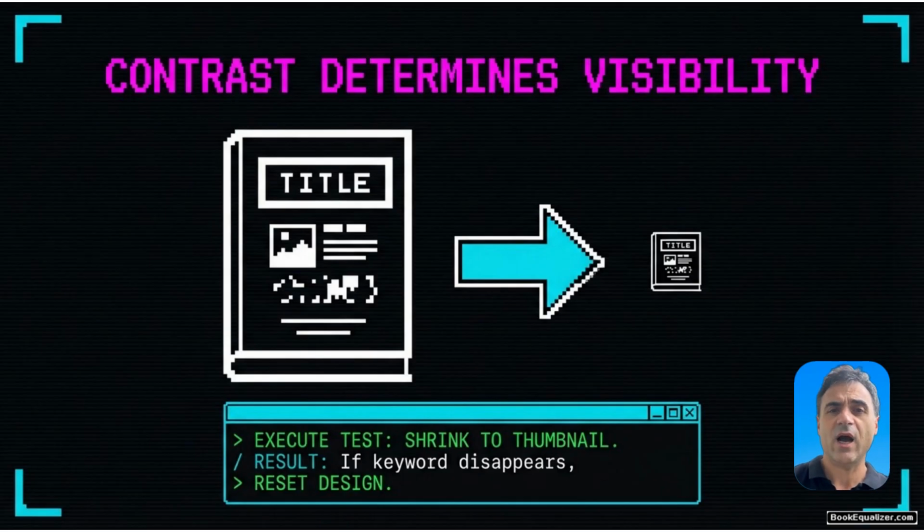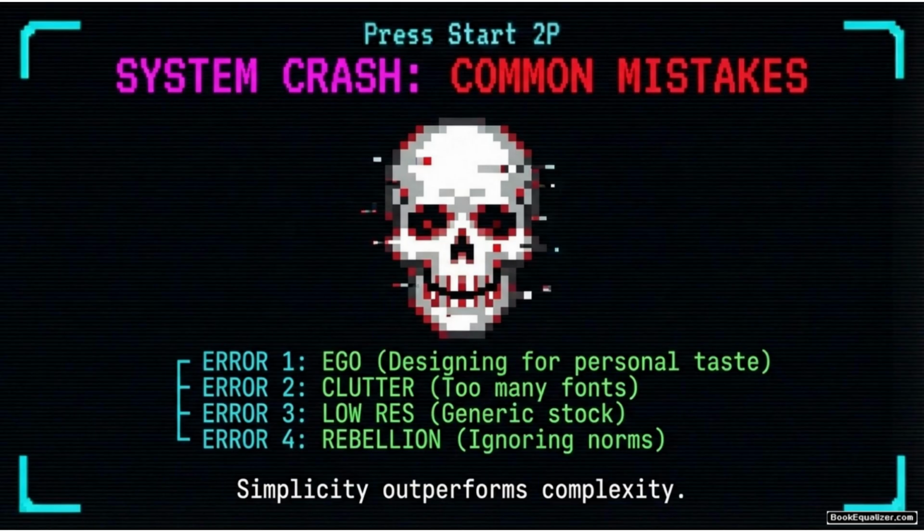This means high contrast between text and background, large bold fonts, simplified visuals that don't muddy the message. Readability at thumbnail size is not optional, it's the entire game. Design big but test small, always. Here's a pro tip: when you pull those top 5 covers using the Book Equalizer extension, shrink them all down to thumbnail size together. See which ones still pop. That's your benchmark. System crash, common mistakes.